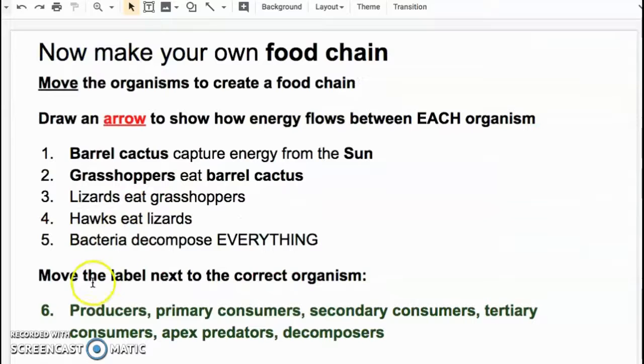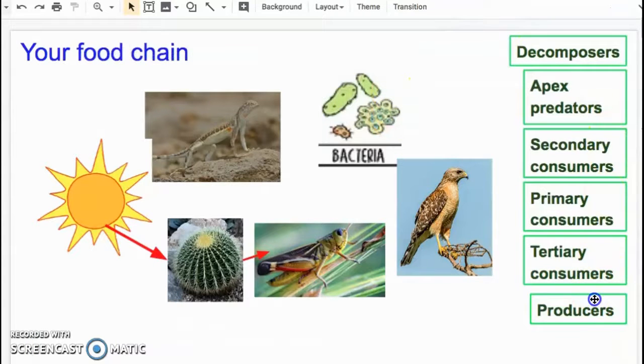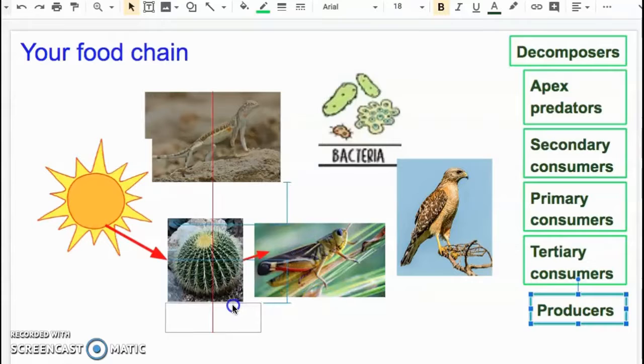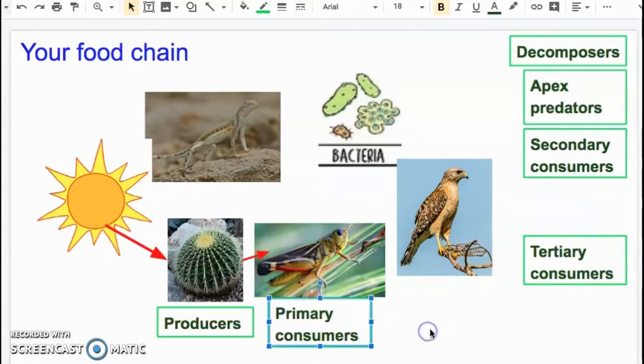The next thing it says is move the label next to the correct organism. So producers, I remember, are plants. So I'm going to find where it says producer, and I'm going to take this box and move it over so it's next to the barrel cactus because that's the plant. My primary consumer is going to be the grasshopper, so I'm going to find that box and move it over next to the grasshopper. So you're going to be moving things and rearranging them until you're happy with how they look.